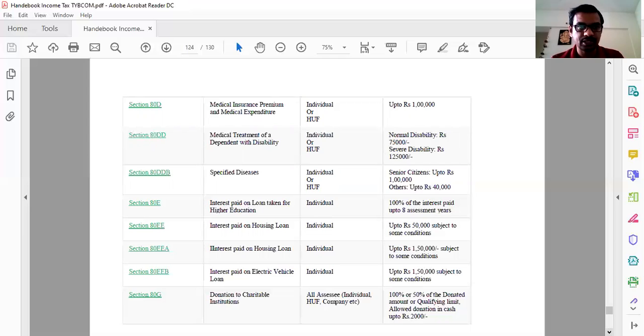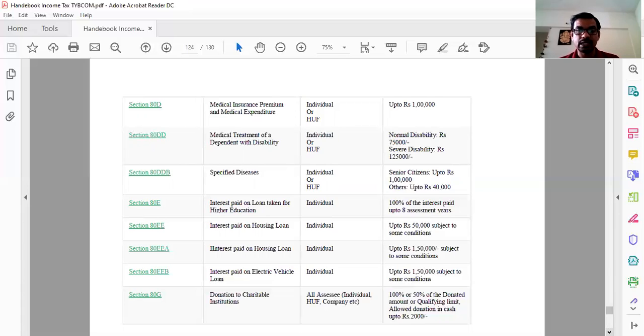Then section 80DD, medical treatment of a dependent with disability. Individual and HUF both are applicable here. If the disability is less than 80%, that is a normal disability, at that time the limit is 75,000. And if the disability is more than 80%, that is a severe disability, at that time it is deductible up to rupees 1,25,000. Understood? So it is regarding the medical treatment of a dependent with disability. Then the next one is section 80DDB. It is for specified diseases.